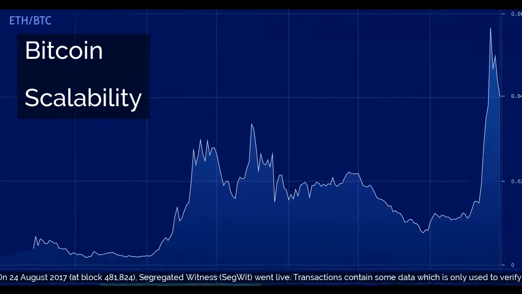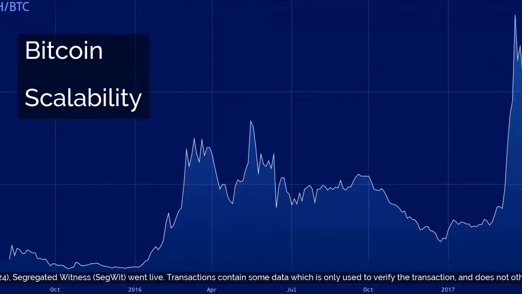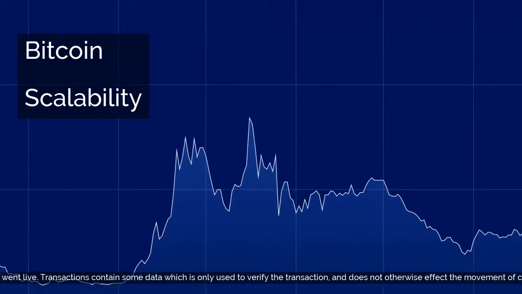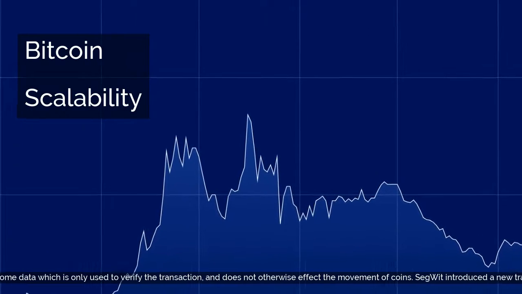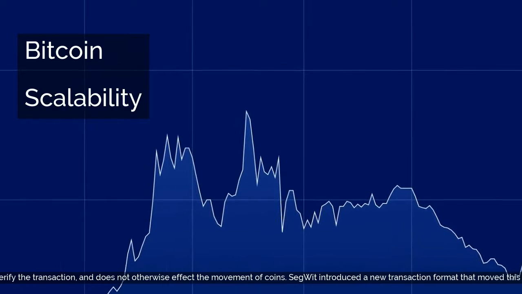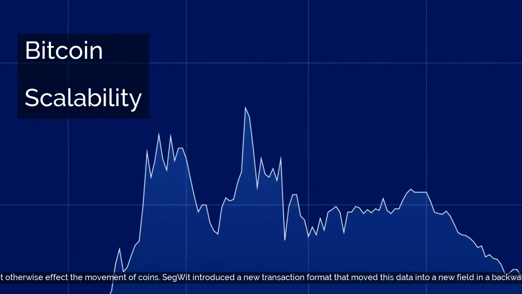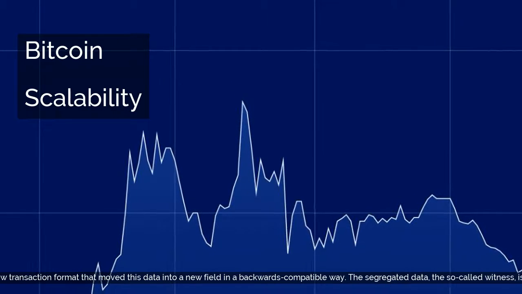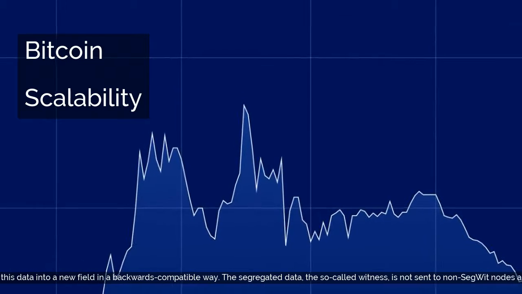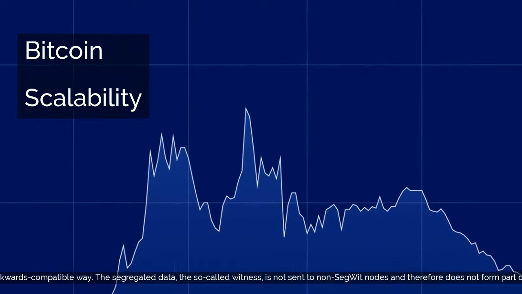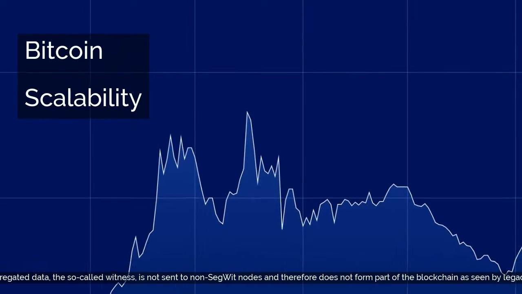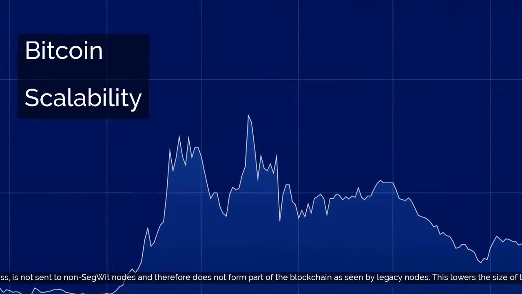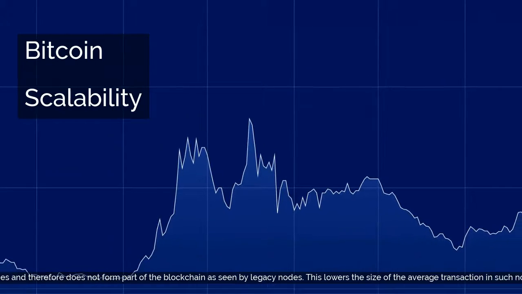481,824, segregated witness, SegWit, went live. Transactions contain some data which is only used to verify the transaction, and does not otherwise affect the movement of coins. SegWit introduced a new transaction format that moved this data into a new field in a backwards compatible way. The segregated data, the so-called witness, is not sent to non-SegWit nodes and therefore does not form part of the blockchain as seen by legacy nodes.